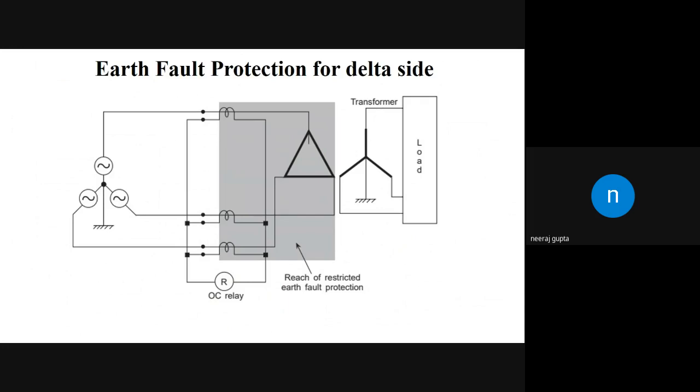Now next is the earth fault protection of the transformer. So it is the earth fault protection, a restricted earth fault protection. This kind of fault is also known as a high resistance ground fault.